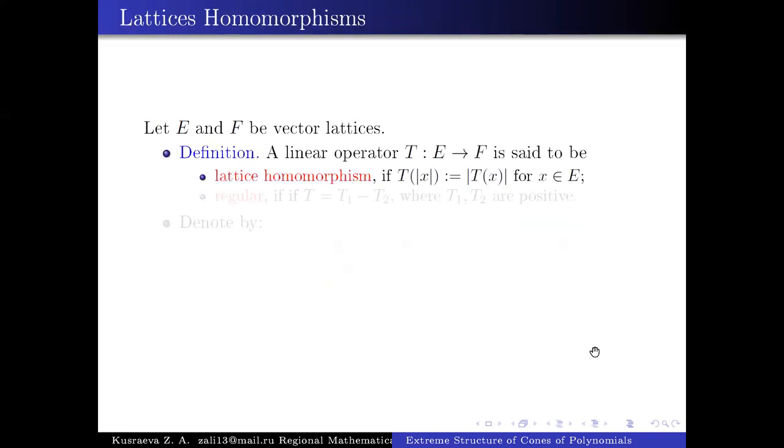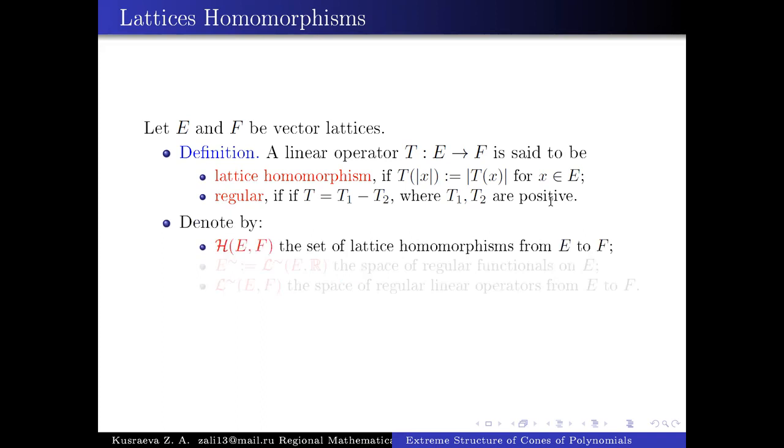We'll need also some definitions. We call a linear operator a lattice homomorphism if it preserves modulus, and not only modulus but all lattice operations. We call a linear operator regular if it is representable as the difference of two positive linear operators. The notations which will be in use till the end of this talk is the set of lattice homomorphisms.